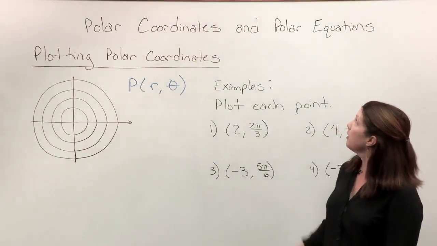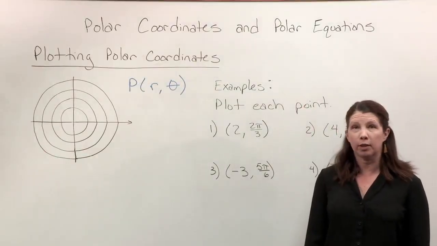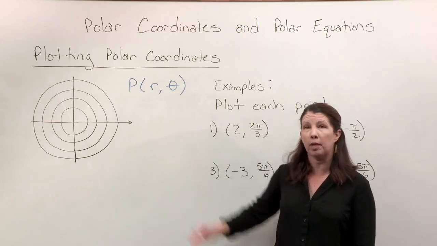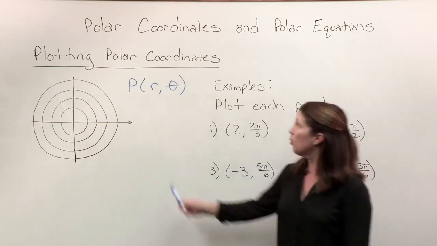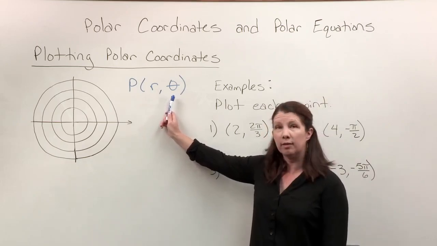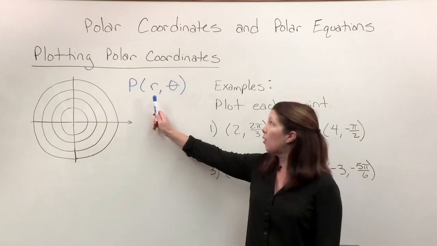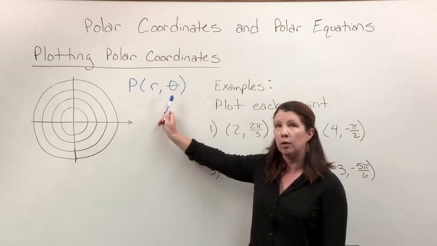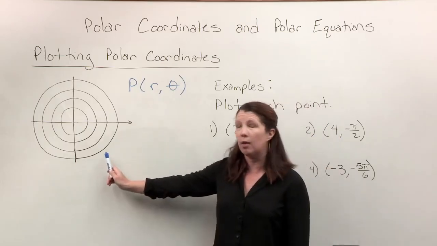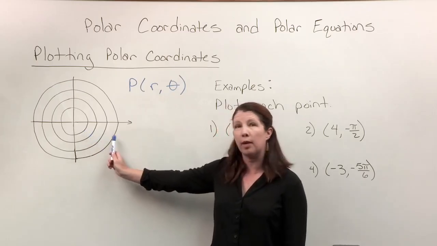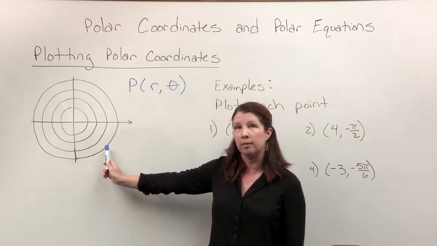The first step to understanding polar coordinates and polar equations is to learn how to plot polar coordinates on a polar plane. A polar coordinate will have two values, r and theta. Theta will tell us our angle of rotation, and r will be a directed distance along this angle. You can see on our polar plane that we have concentric circles of radius 1, 2, 3, and 4 units.